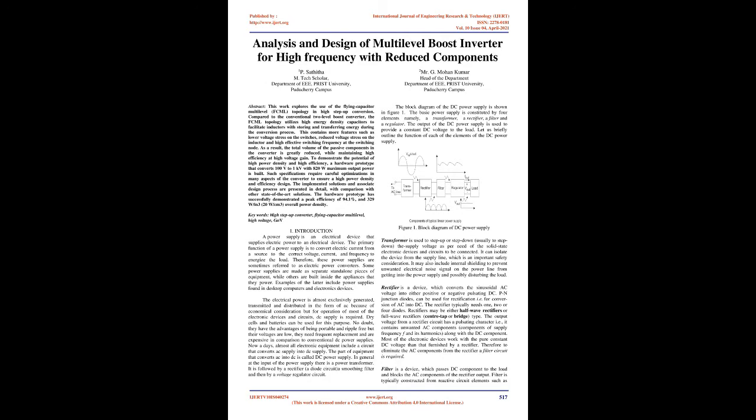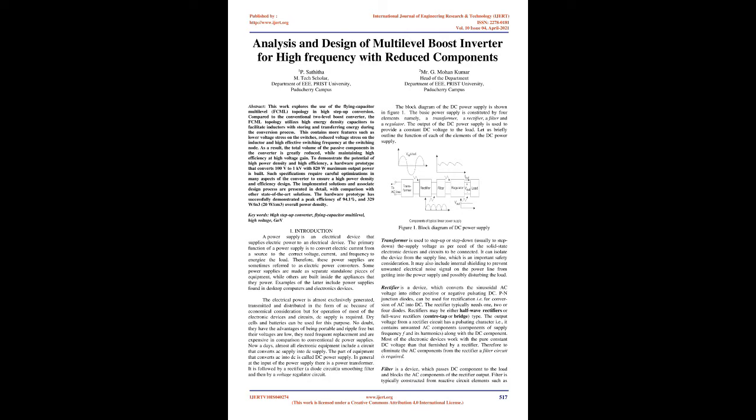Compared to the conventional two-level boost converter, the FCML topology utilizes high-energy density capacitors to facilitate inductors with storing and transferring energy during the conversion process. This contains more features such as lower voltage stress on the switches, reduced voltage stress on the inductor, and high effective switching frequency at the switching node.